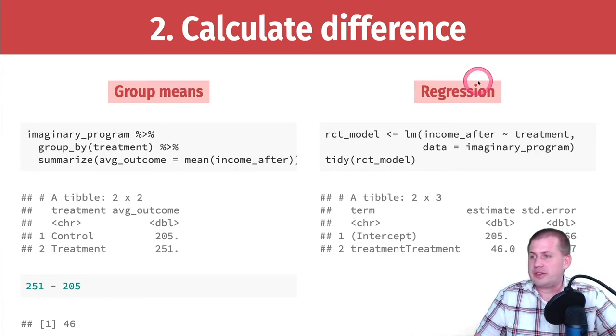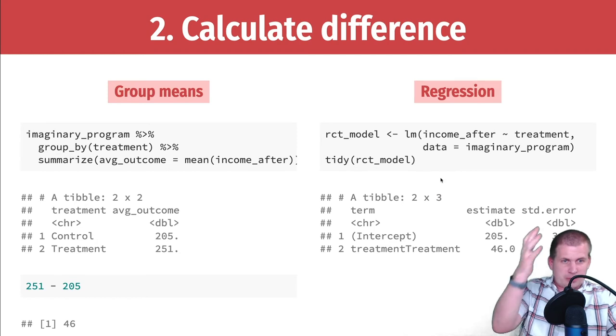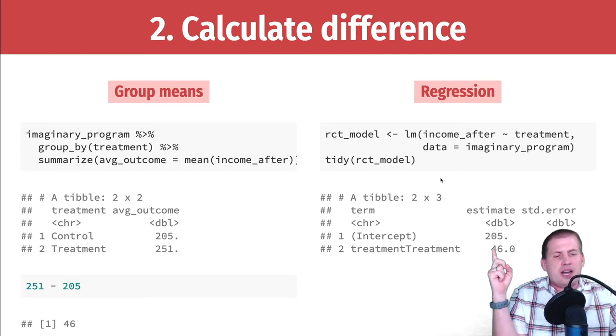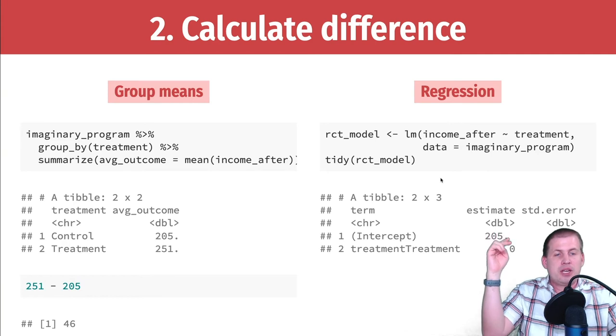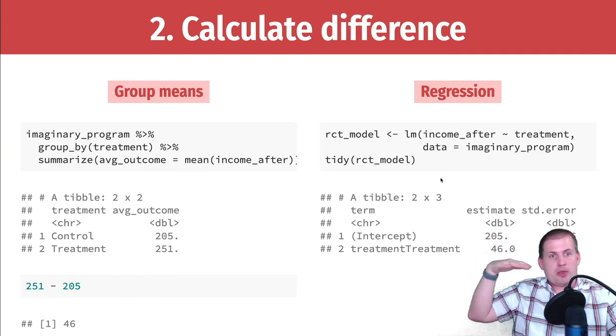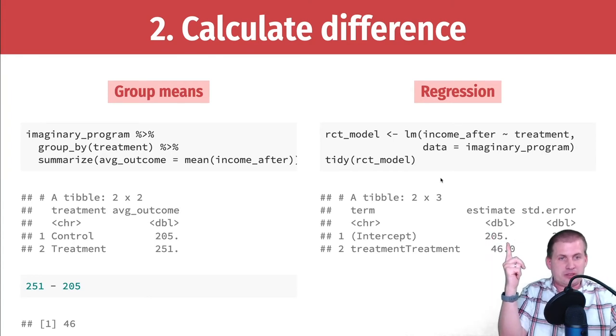So if you run a regression model where your y, your outcome variable, is income after, and then you just have one x here, the treatment variable, using that imaginary program data, if you look at the results here, don't worry about the standard errors for now, here's your coefficients. The intercept here is what happens when it's the average income after the program for those at the baseline where the treatment is not turned on, which means your control group. So 205 is your control group average.